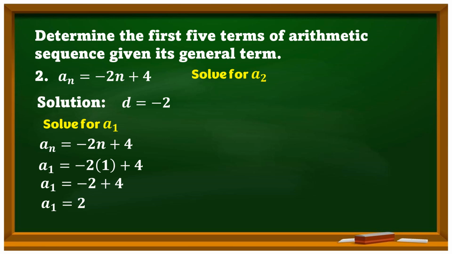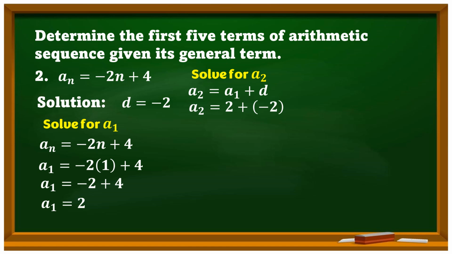Let us solve now for the second term, which is a sub 2. So a sub 2 is equal to a sub 1 plus d. The value of a sub 1 is 2 and the value of d is negative 2. So we're going to substitute. So we have a sub 2 is equal to 2 plus negative 2.